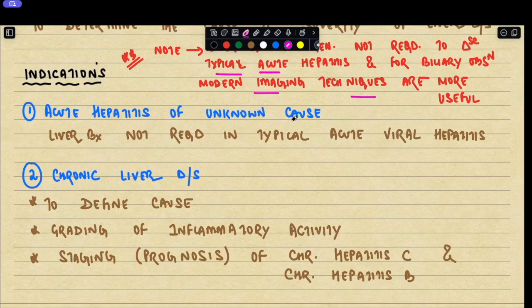Number one, acute hepatitis of unknown cause, where the cause of an acute hepatitis is not apparent, okay? In that case we might carry out a liver biopsy. For example, after acute viral hepatitis, when they are serology positive, then you know the cause, so you don't have to carry out a biopsy. But in acute hepatitis of unknown cause, you have to carry out a biopsy. So liver biopsy is usually not required for a typical case of acute viral hepatitis, as already stated above.